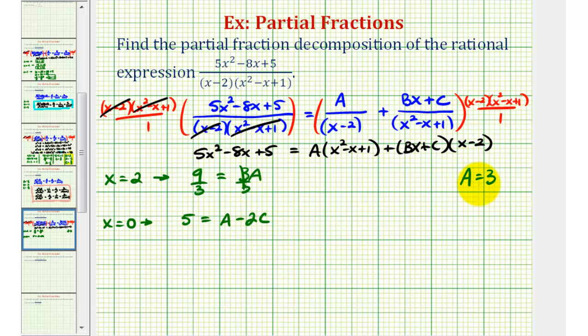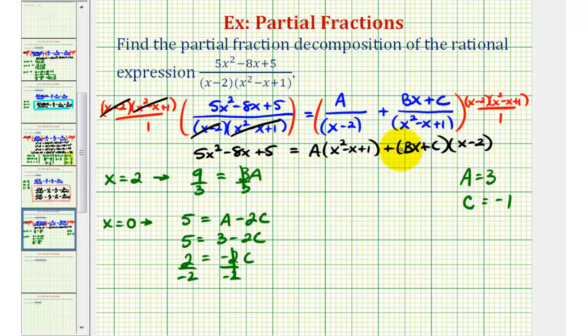This equation does have two variables. We already know a must equal 3, so now we'll substitute 3 for a. That would give us 5 equals 3 minus 2c. Subtract 3 on both sides, that would give us 2 equals negative 2c. Divide by negative 2, c equals negative 1.